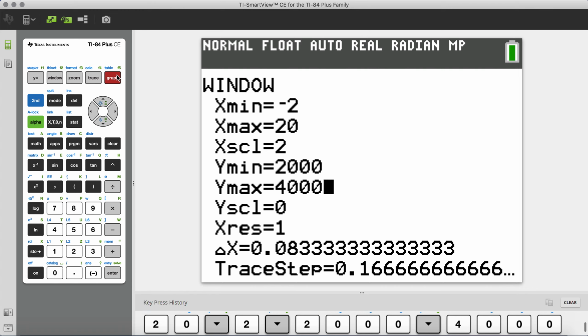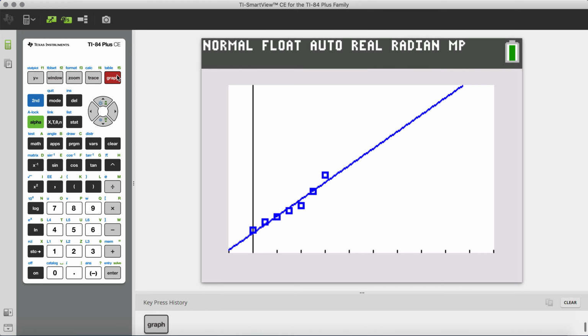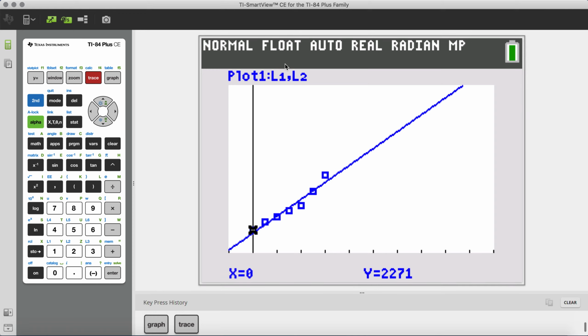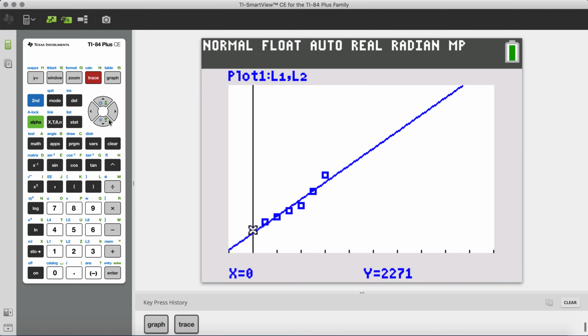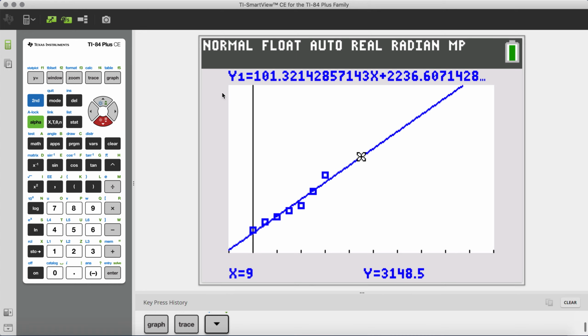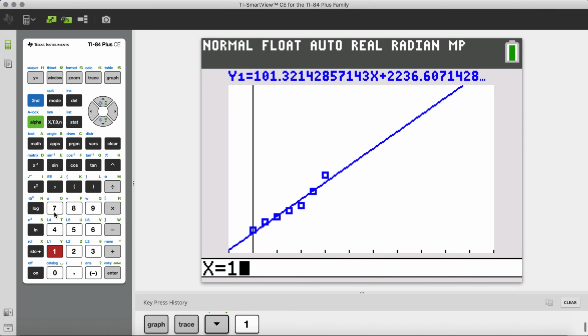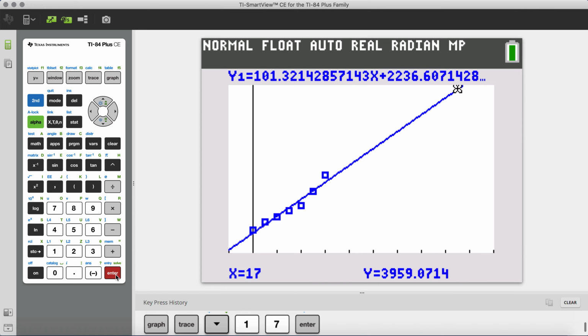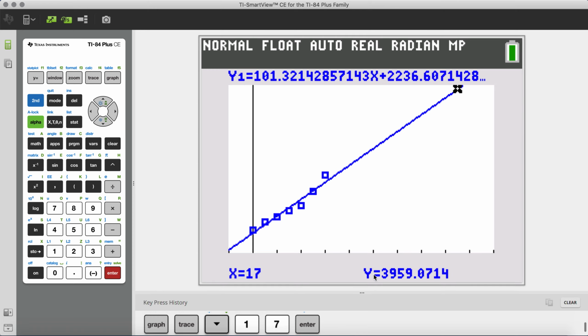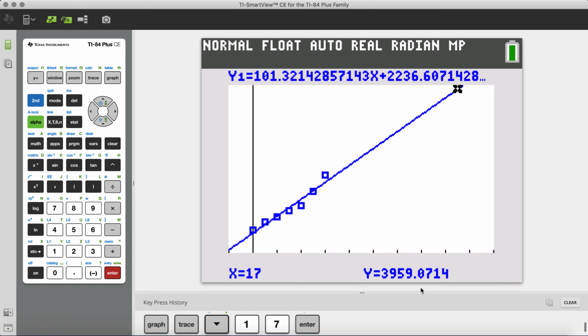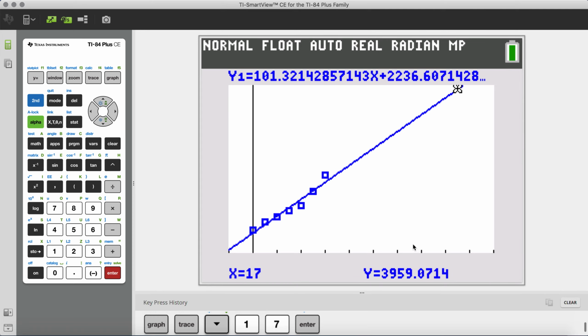So now I'm going to click graph. Okay, sweet. We have some pretty good data if we look at this. So now we could click trace. Right now we're on the plots. We don't want to be on the plots. We instead want to be on the graph, so I'm going to click down. Now I'm on my linear regression. You can see that right here in Y1. And then I want when X is 17. So I type 17, I click enter, bam. So tuition will be about $3,959.07 in the year 2014. So we want the Y value right there.